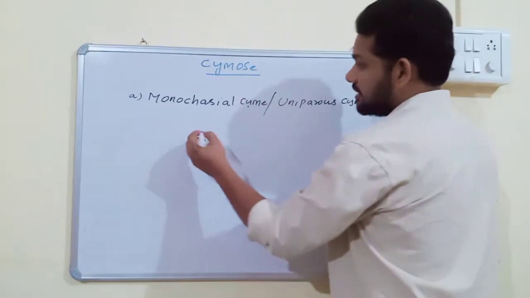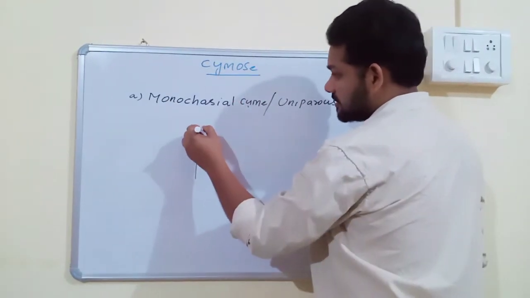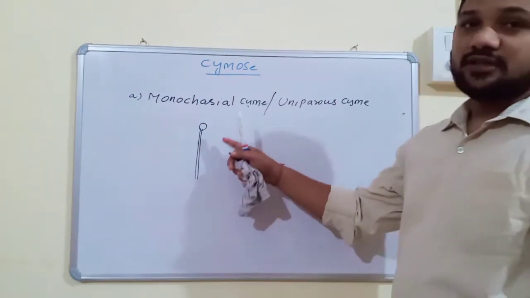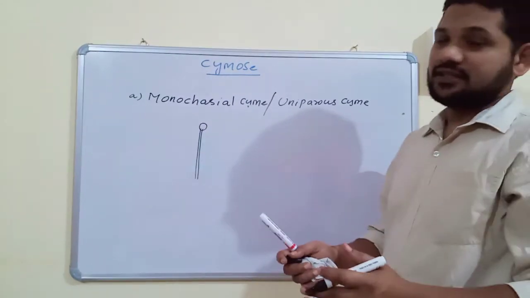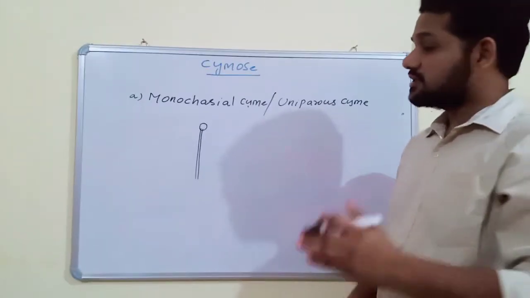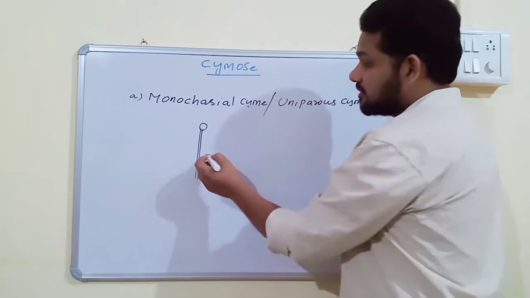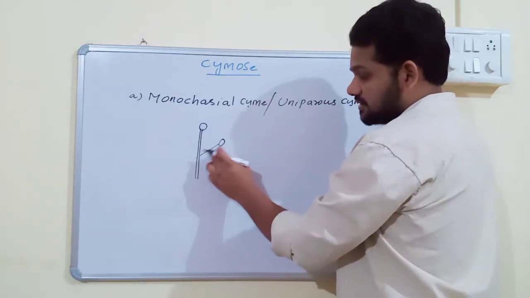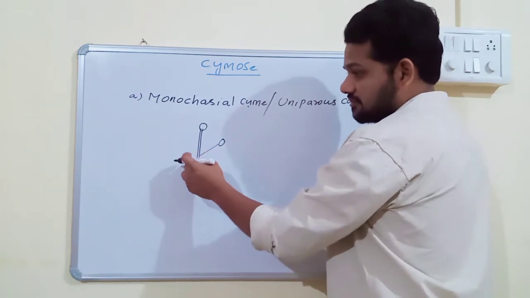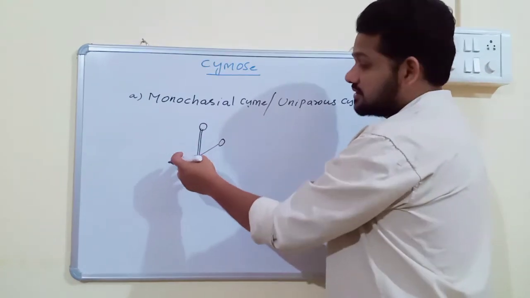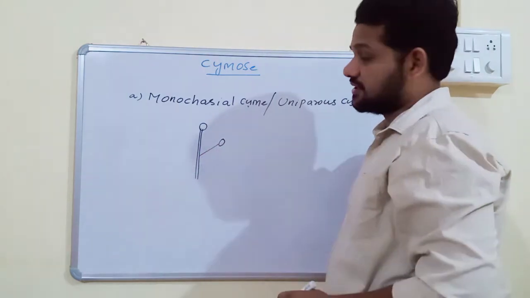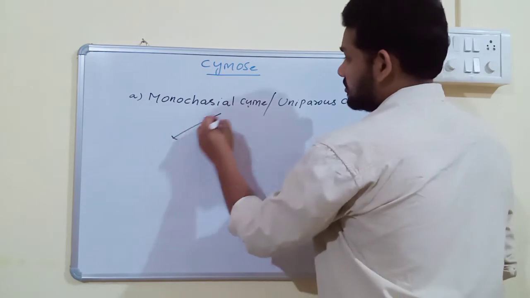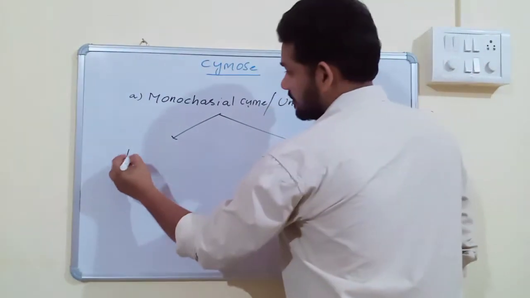In monochasial cyme, the tip of the mother axis or peduncle terminates with a flower and it produces branches. The peduncle produces branches from only one side, either this side or that side. If branches are present on this side, they are usually absent on the other side. Monochasial cyme is further classified into two types.